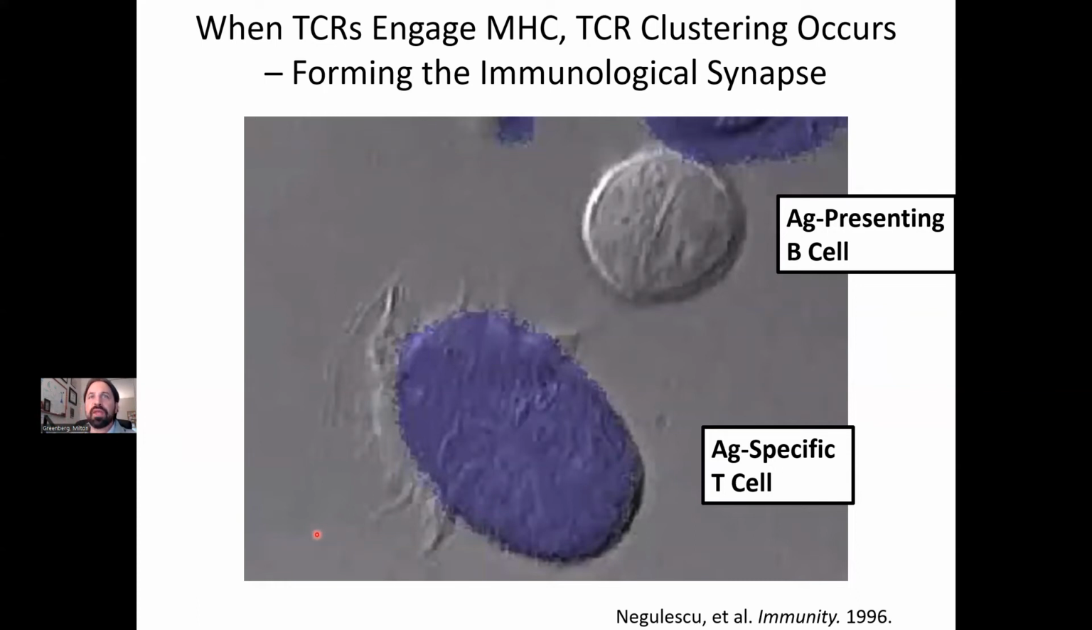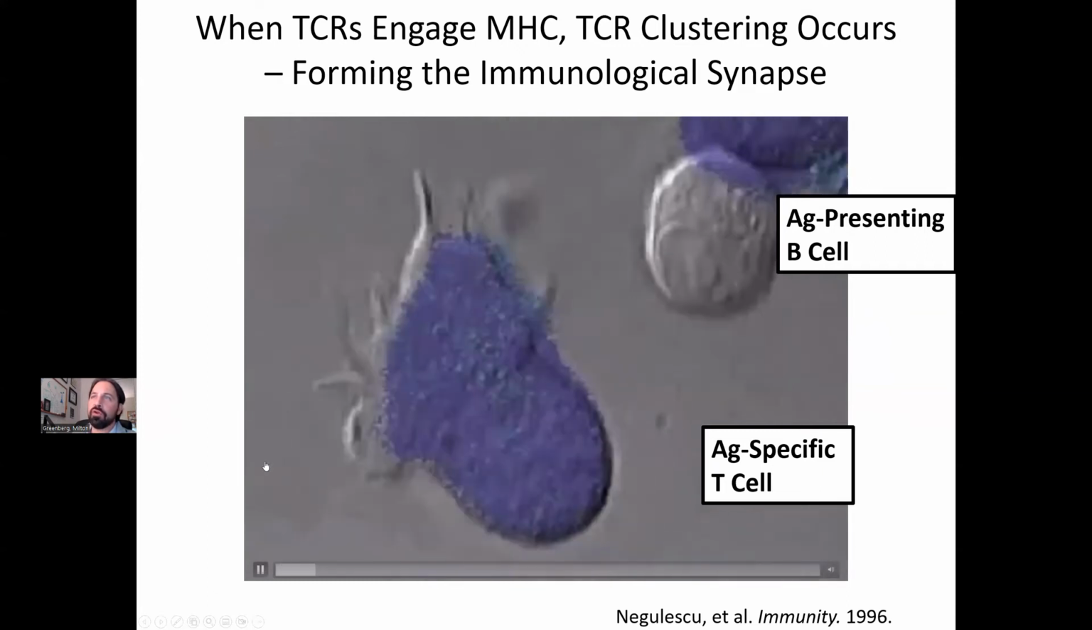So this is an image that was made in the School of Medicine in Irvine Hall a couple decades ago, but let's just watch this. So this is a T cell. This is going to be a movie. This is an antigen-specific T cell. And on the surface here, you have an antigen-presenting cell. In this case, it's an antigen-presenting B cell. Let's just watch their interactions.